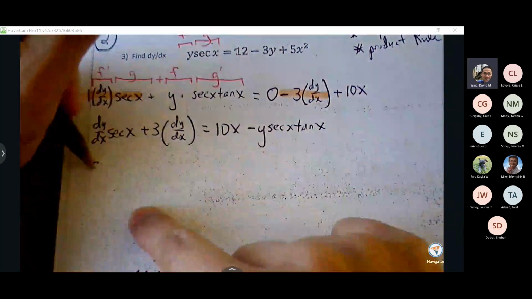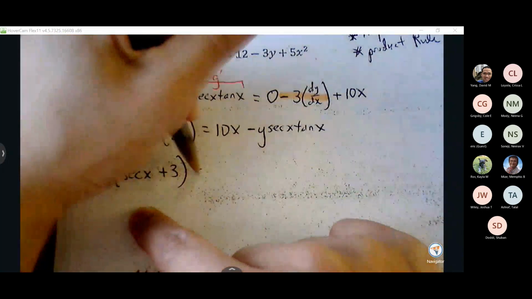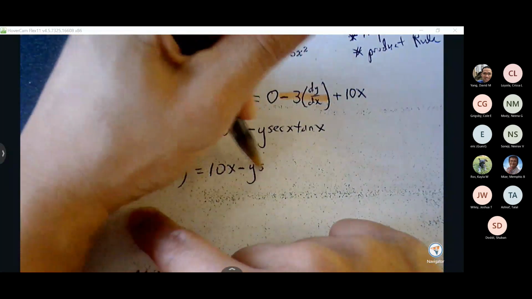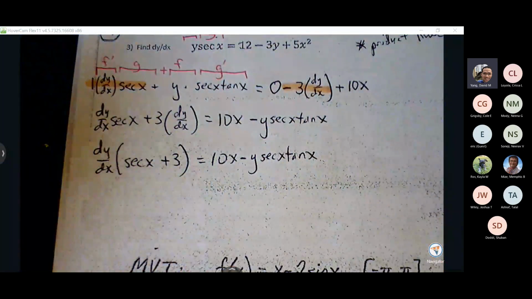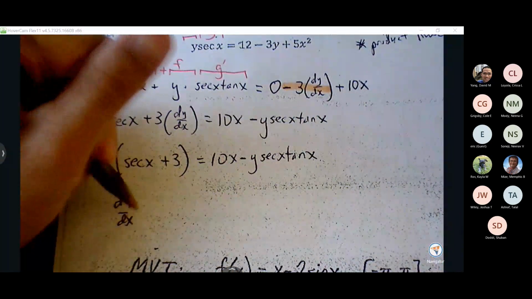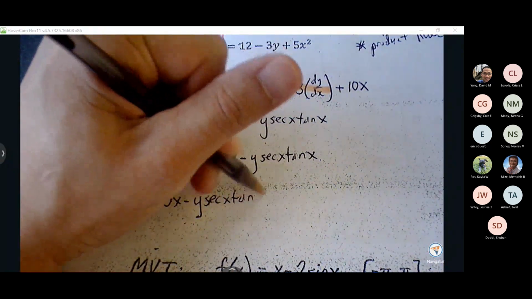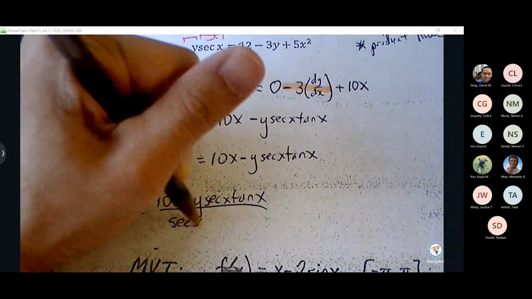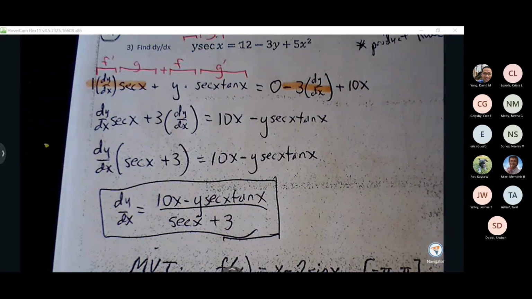Okay, I can factor out dy/dx. I divide both sides by my parentheses. Okay, questions?